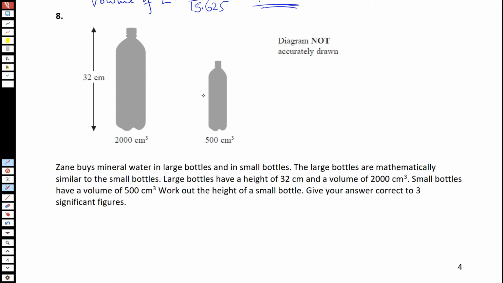So work out the height of the smaller bottle. They want us to work out the height of this one. Let's just call it h. Before we work out the height of this water bottle, we can start by looking at things that will help us.